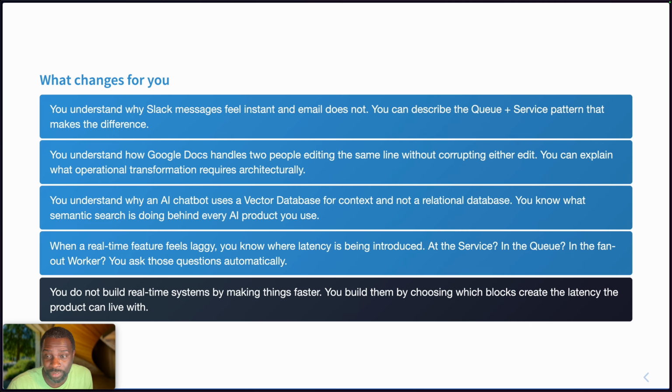And when a real-time feature feels laggy, you'll know where to look. Is the service blocking on something synchronous that should be async? Is the queue backing up? Is the fan-out worker too slow? You ask those questions automatically because you know the patterns. You do not build real-time systems by making things faster. You build them by choosing which blocks create the latency the product can live with. That is what Course 3 gives you.